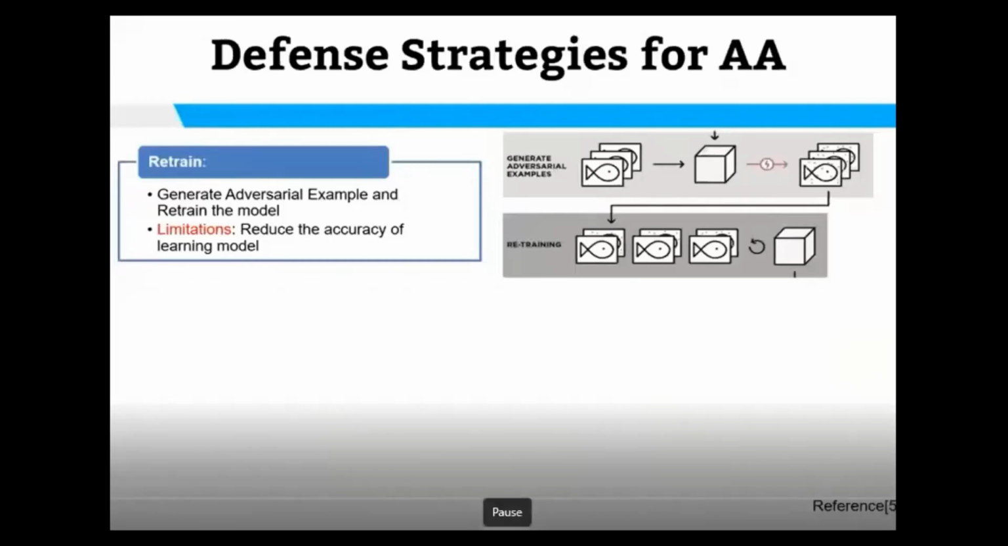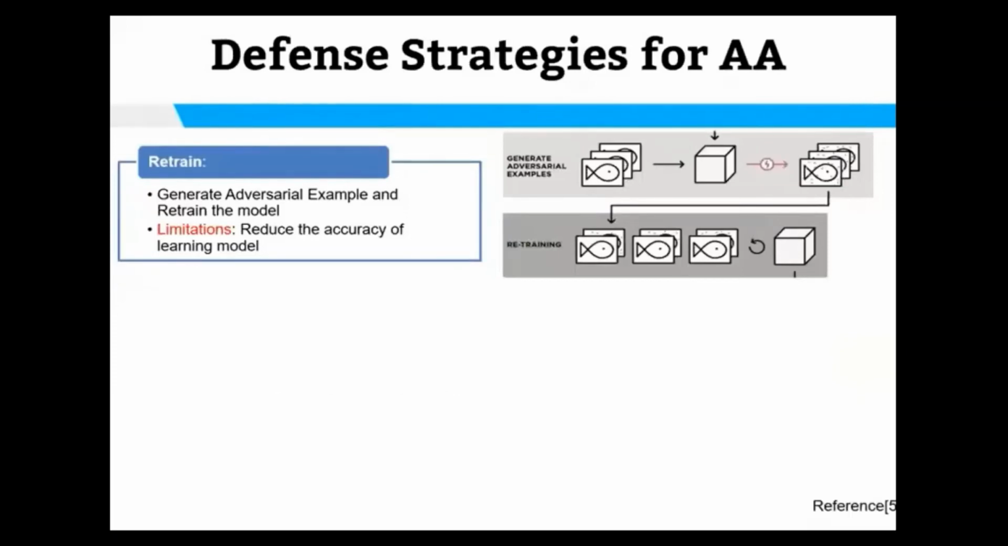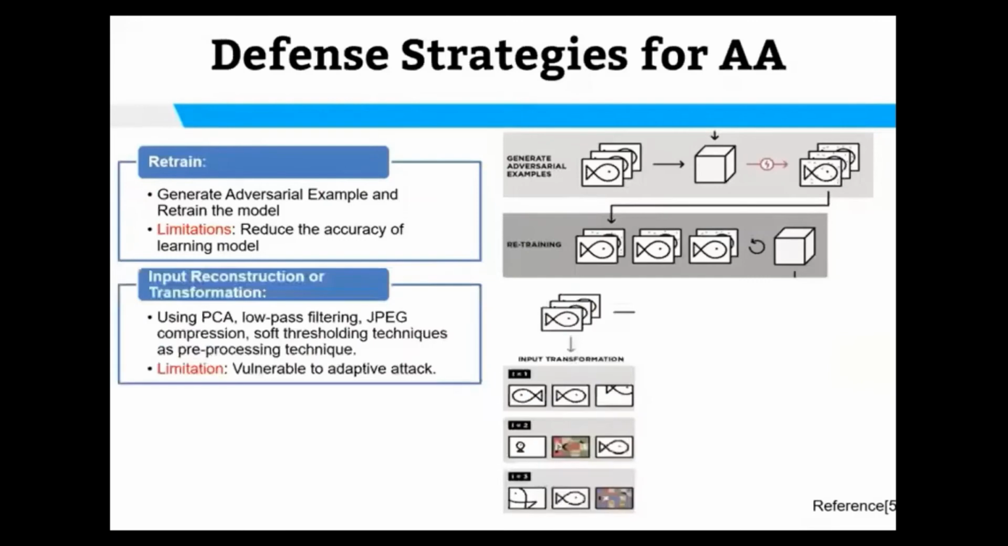It results in a loss in model accuracy, and it also can't be employed in the deployed system. It needs to be done in the training phase. Generating adversarial examples is also troublesome work, because there are different types of attacks and new attacks come every day, and we can't retrain the model every time a new attack comes. Another process is input reconstruction or transformation.